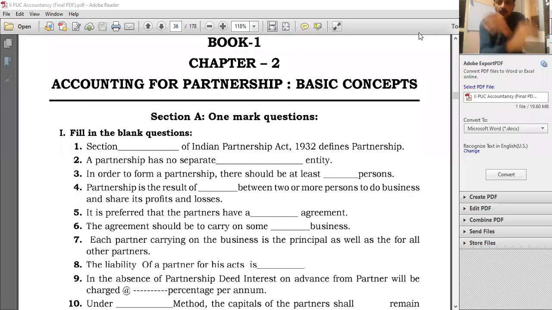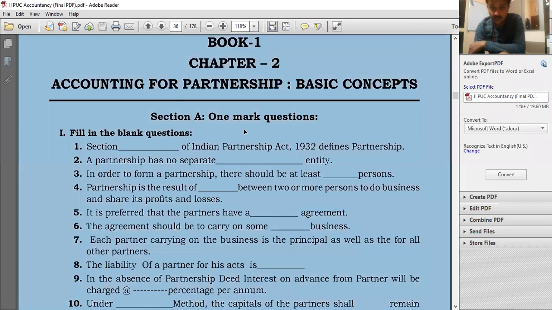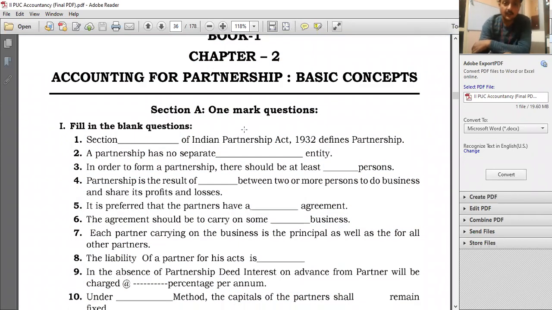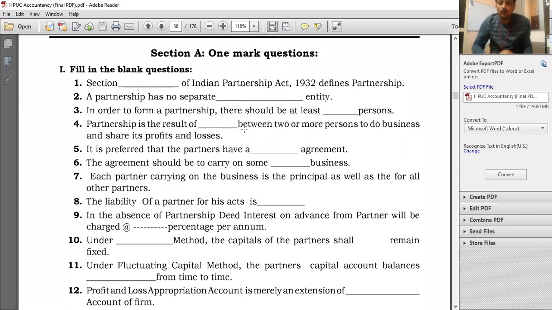Okay, so now starting with chapter 2, that is accounting for partnership, basic concepts. From this chapter, a good number of questions can be asked in the examination, right? So let's start. Which section of the Indian Partnership Act defines partnership? It is section 4 of the Indian Partnership Act. A partnership has no separate legal entity, because here the partners and business are treated as the same.